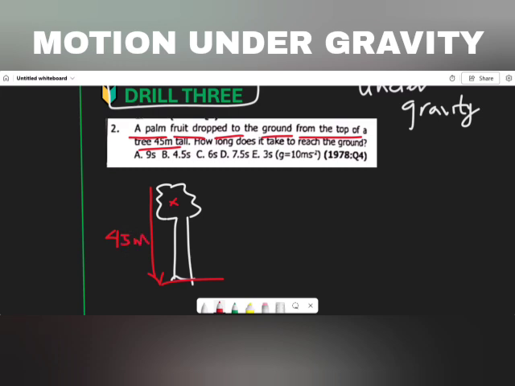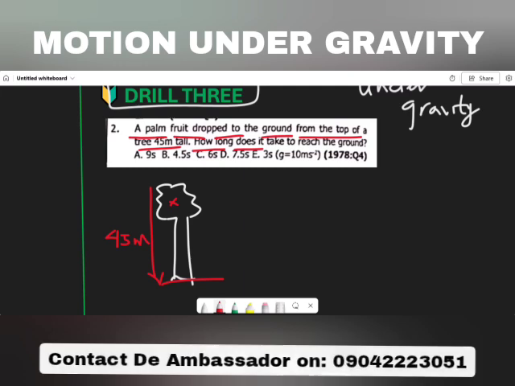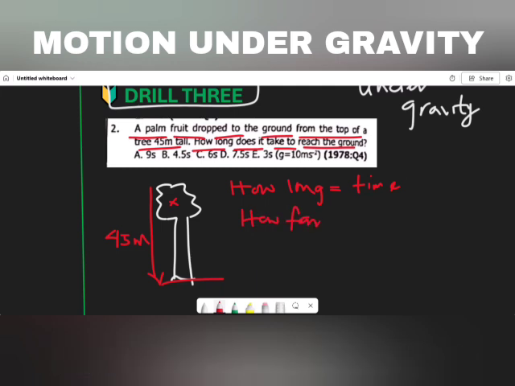Going on with the question, it says, how long does it take to reach the ground? So the question is how long. Anytime you use the words how long in physics, it usually refers to time, and anytime you use the words how far in physics, it usually refers to distance. So the question here says how long, so we have to find our time. How do you solve a question like this? The way you solve it is by obeying the parameters that are in place anytime you are dealing with motion under gravity. Now let's consider those parameters.